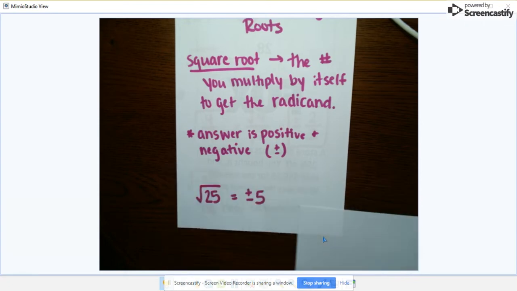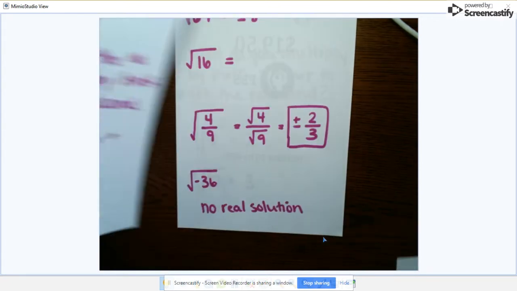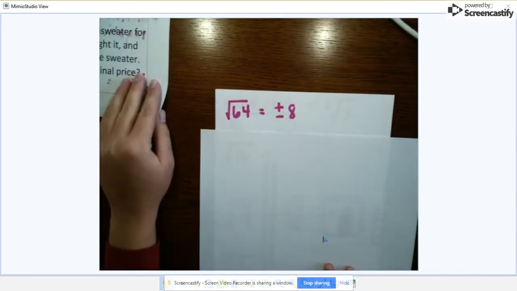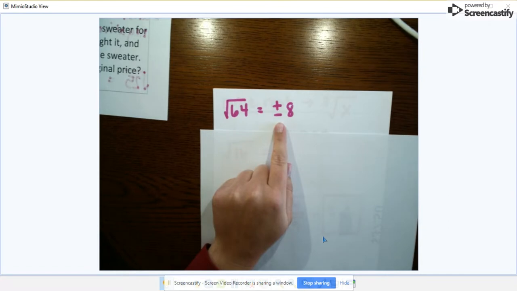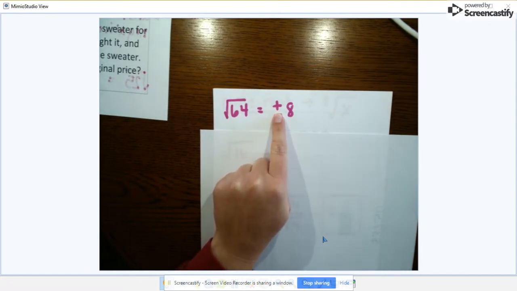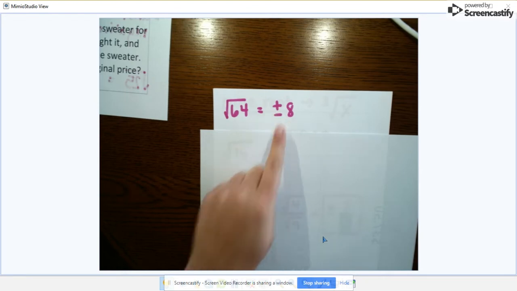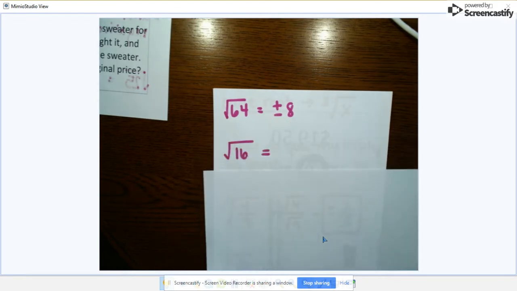So here's an example. Square root of 25 is plus or minus 5, meaning that 5 times 5 equals positive 25, and also negative 5 times negative 5 equals positive 25 as well. So square root of 64 equals plus or minus 8. So this plus or minus is really important because it gives us a full answer, whereas if I had only given 8, that's only half of the answer. I'd like you guys to tell me, what is the square root of 16?